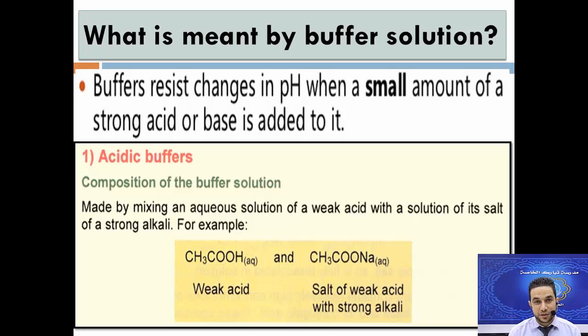How? When we add strong acid to a solution, the pH must decrease, but when it is added to a buffer, it decreases by a very small change. And also when I add strong base, the pH must increase, but when I add it to a buffer, it resists the change in pH. So buffers resist the changes in pH when a small amount of a strong acid or base is added to it. Generally we have two types of buffers, acidic and basic buffers.